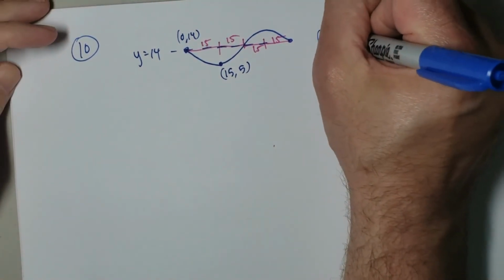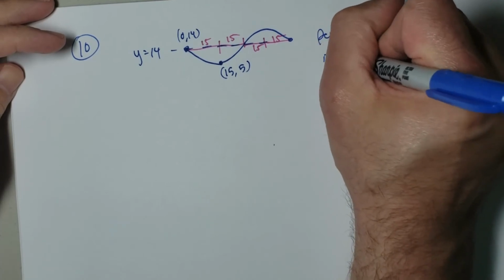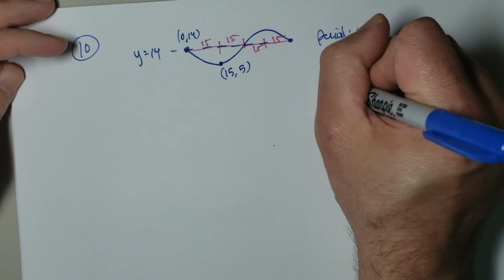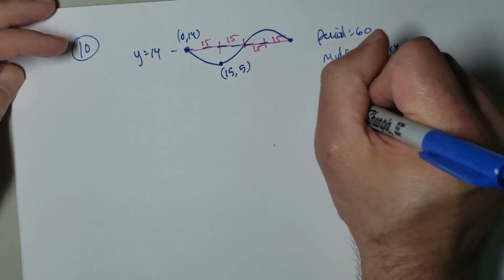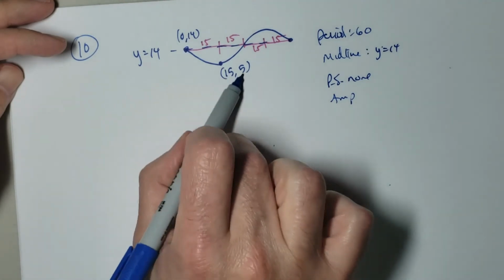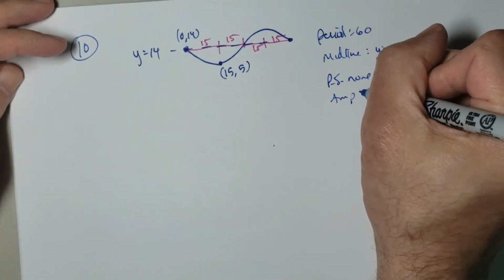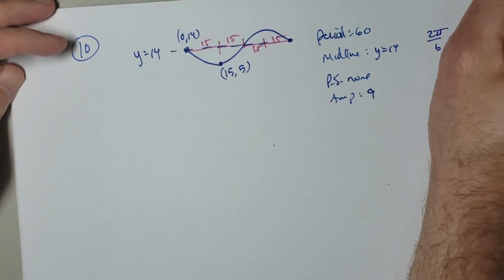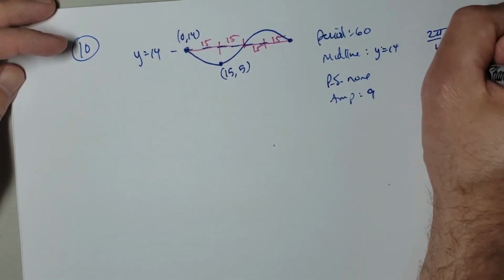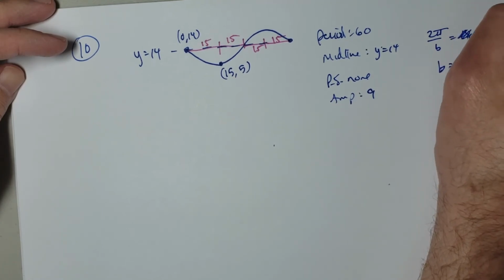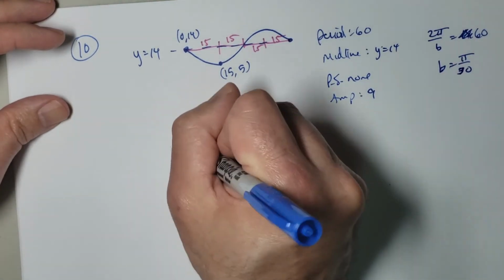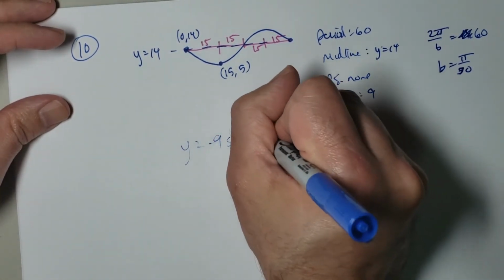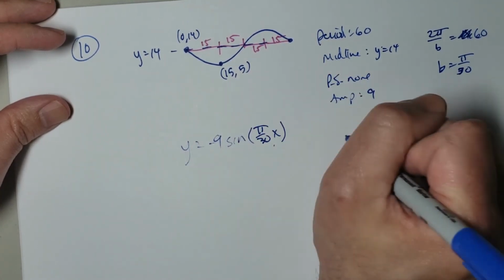So the period is 60, midline y equals 14, the phase shift is none, the amplitude went from 14 down to 5, that is 9. And so we can write our equation. I've got to solve for b. b equals pi over 30. So we get y equals negative 9 sine pi over 30 x, there's no phase shift, plus 14.